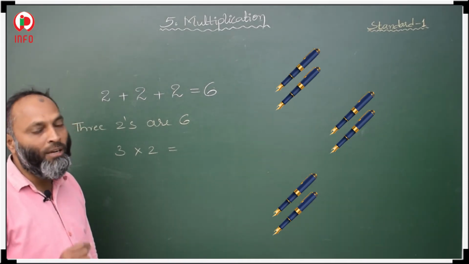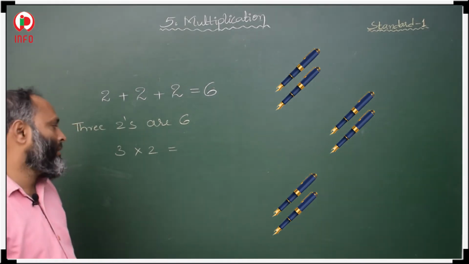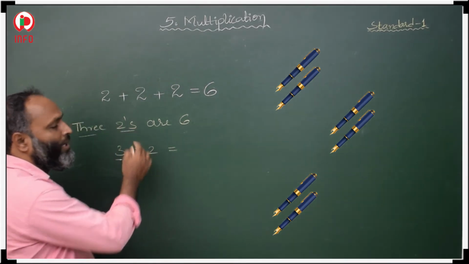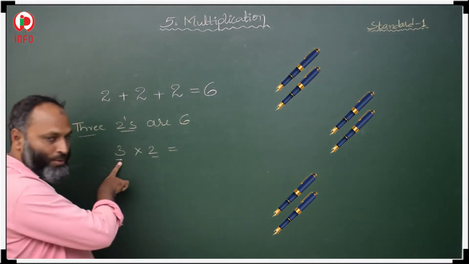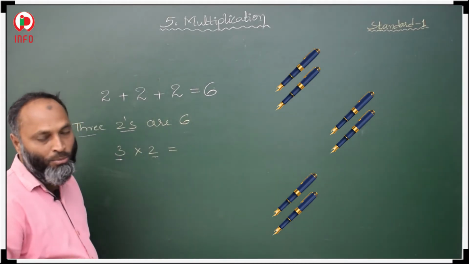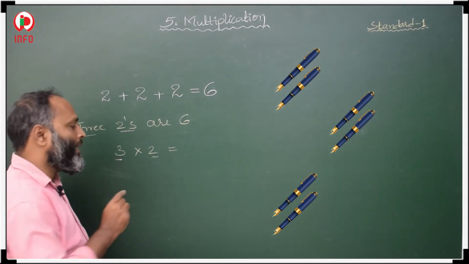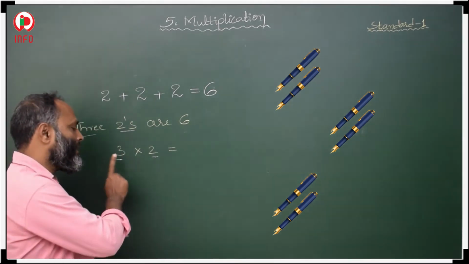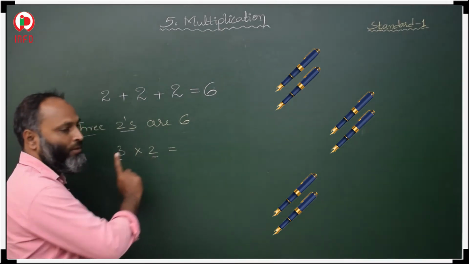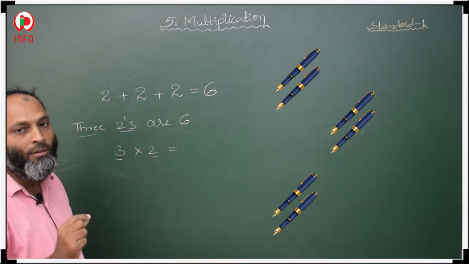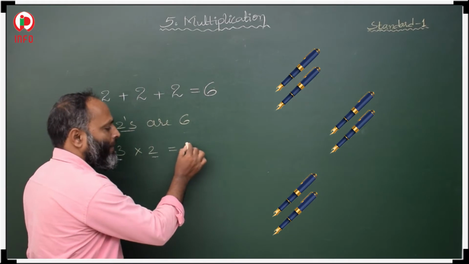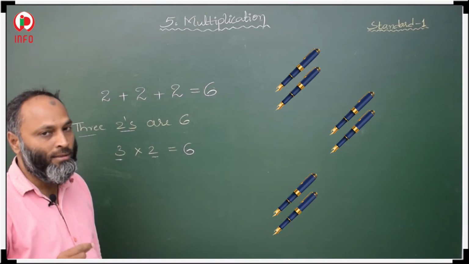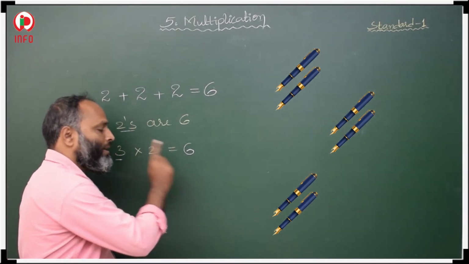Then mathematically, how can we represent? See here. How many groups? 3. How many pens were there in each group? 2. In each group we have 2 pens, and there were 3 groups. So the mathematical representation is 3 into 2. How can we read 3 into 2? 3 twos are 6. 6 is our answer.